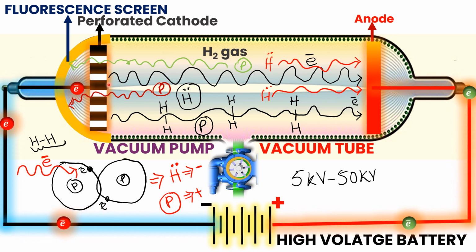So the protons will fall on the fluorescent screen, and the fluorescent screen will glow in a reddish brown color.